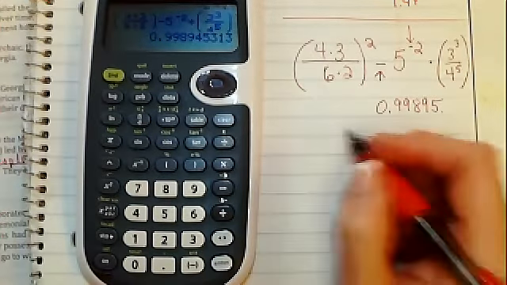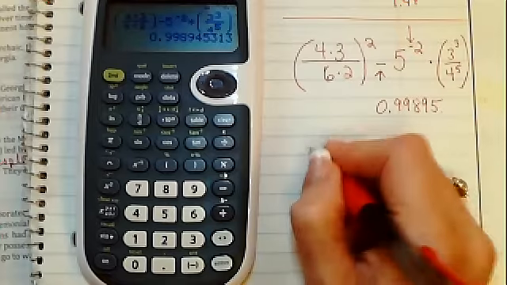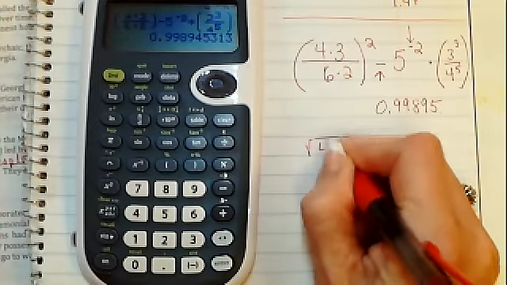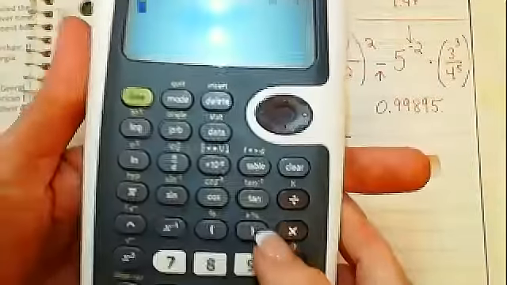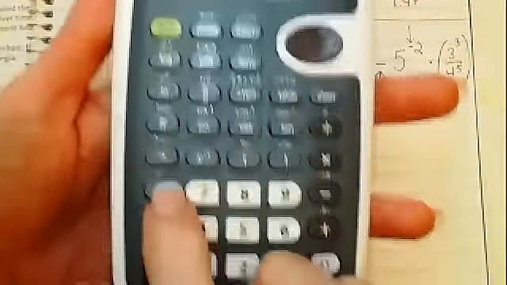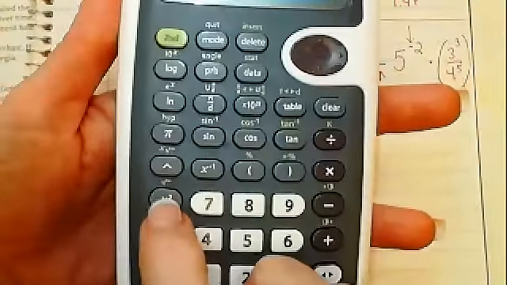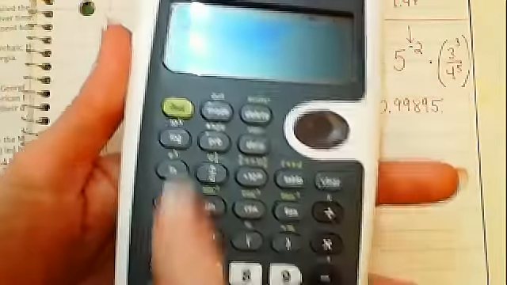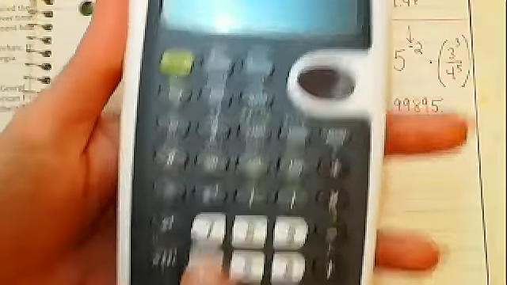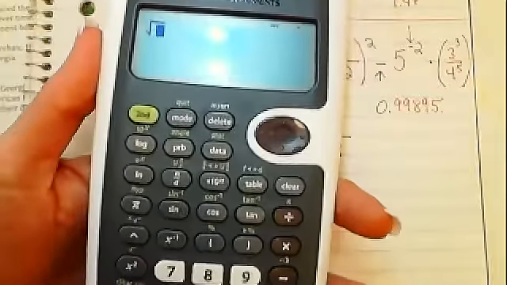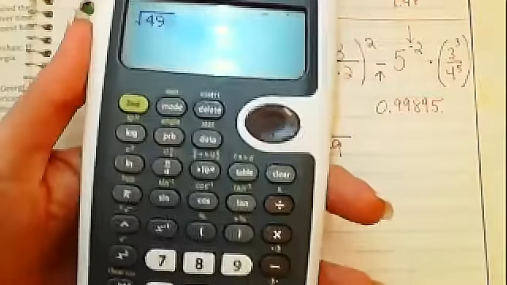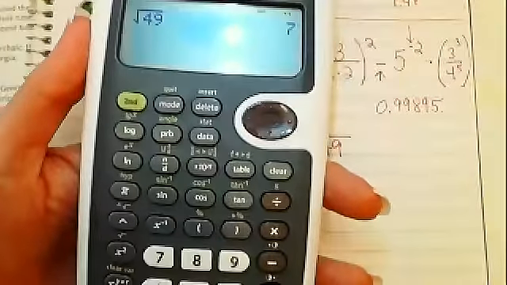All right, some of the other things we've been doing are perfect squares. So if I want to find out what is the square root of 49, then in my calculator, I want the square root symbol, which is above my x squared button. So to get there, I'm going to hit the second button, then the x squared button, which brings up my radical. And I'm going to bring up 49, and hit enter, and I see it's 7.